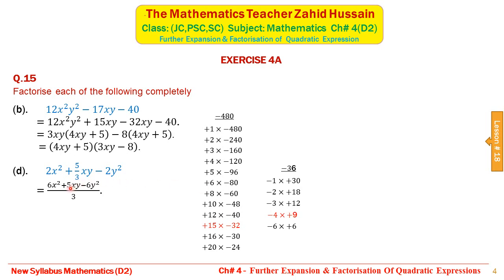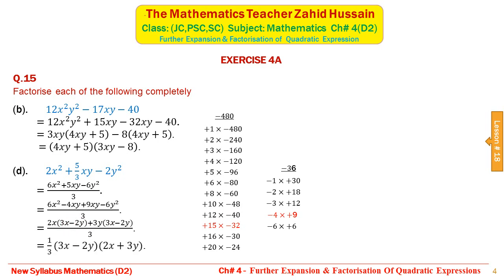तो मिडिल टर्म को ब्रेक कर लेंगे और लिखेंगे -4xy प्लस 9xy. उसी तरह पहली दो टर्म और आखिरी दो टर्म में से जो कॉमन फैक्टर है, पहली दो टर्म में 2x कॉमन है और दूसरी दो टर्म में 3y कॉमन है. और फिर इन दो टर्म्स में से 3x माइनस 2y कॉमन है. सो 1/3 (3x minus 2y)(2x plus 3y). This is your final answer.